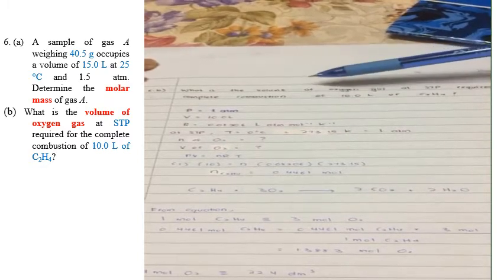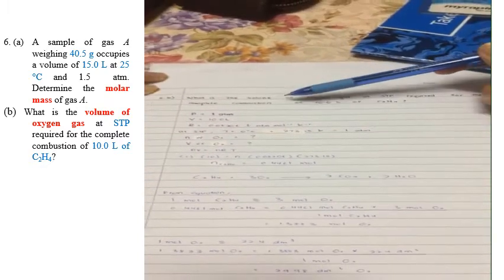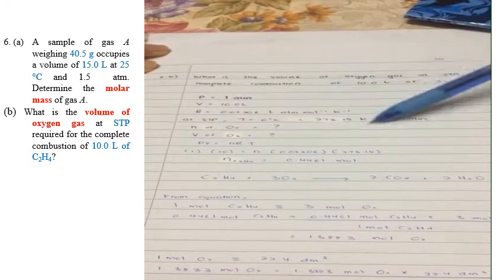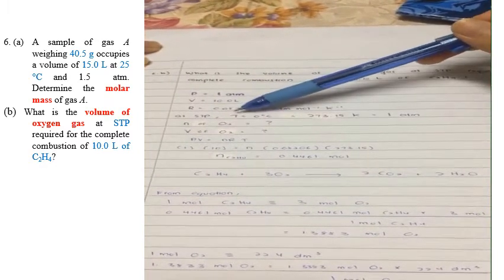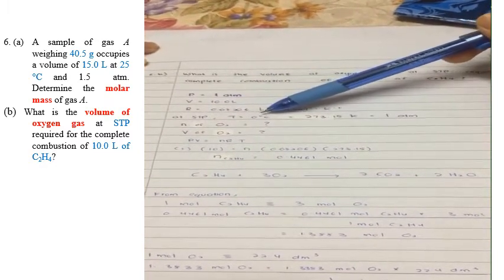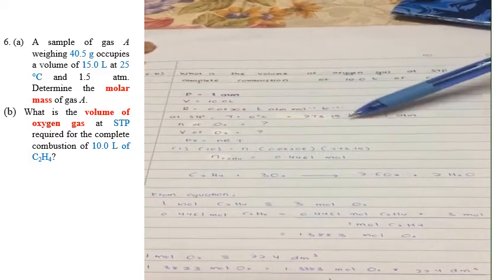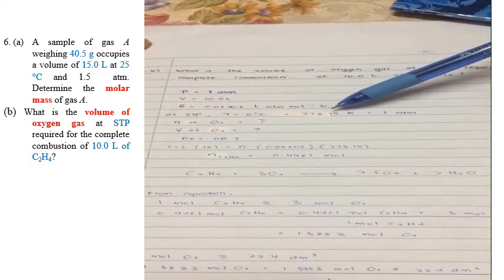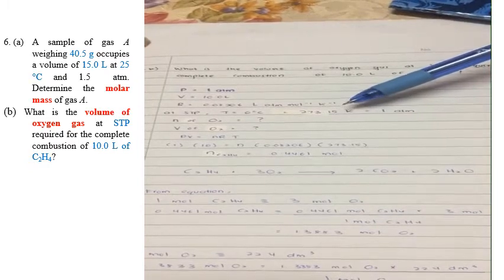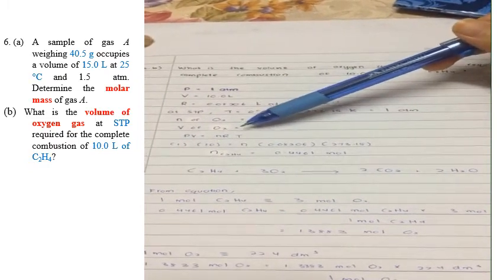For the next question, 6B, what is the volume of oxygen gas at STP required for the complete combustion of 10 liter of C2H4? So for the question, the information that we get is this. As we know, at STP, temperature equal to 0 degrees Celsius. When we convert into Kelvin, we will get 273.15 Kelvin.